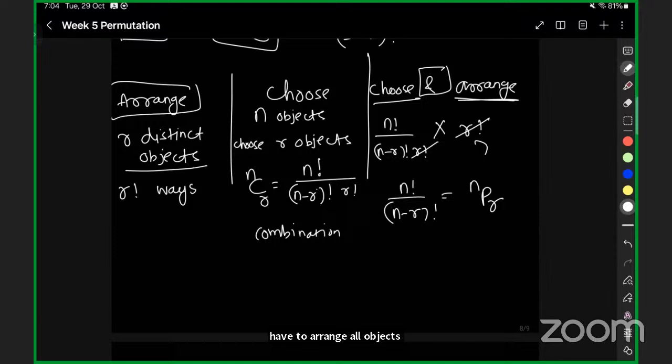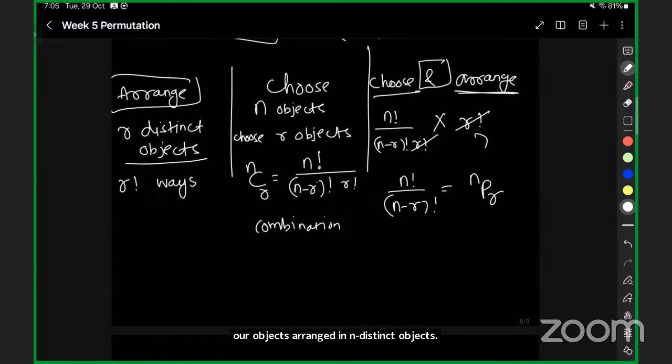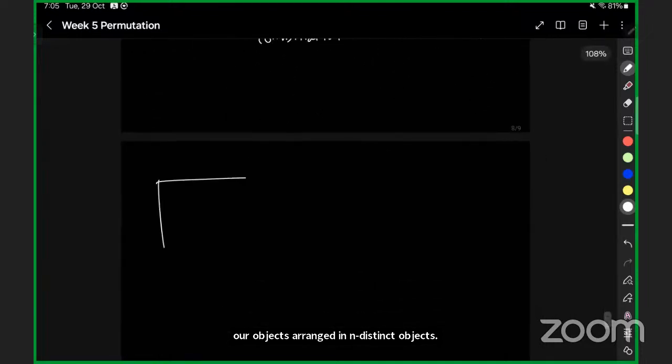You have to arrange r objects out of n distinct objects. Yes, you have to arrange, because whatever you chose, only that you can arrange. So let's take an example.